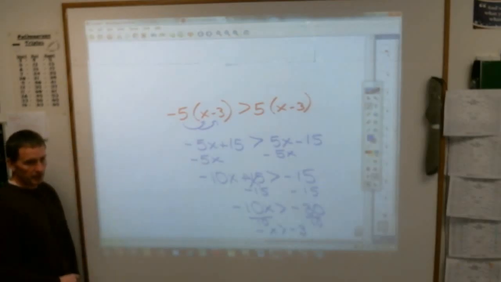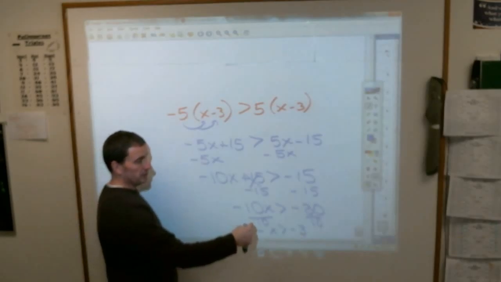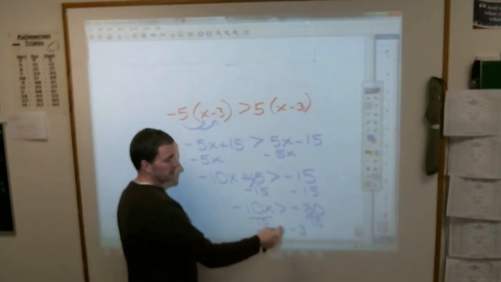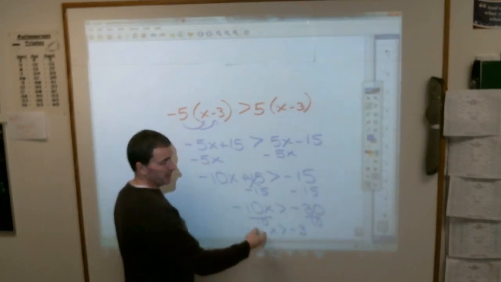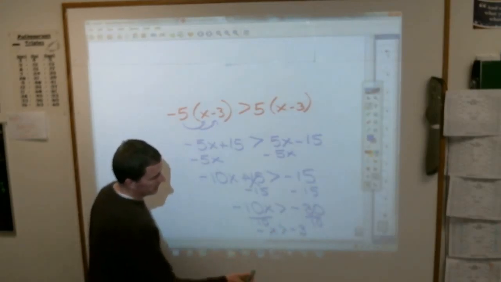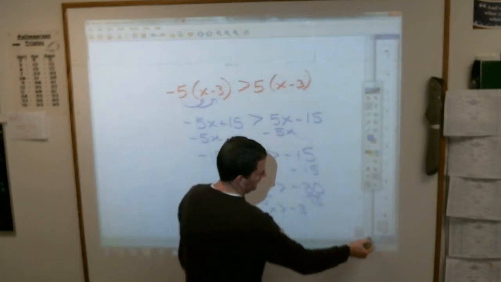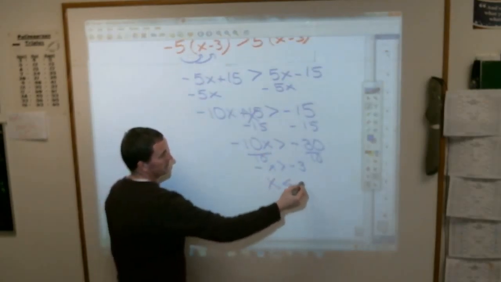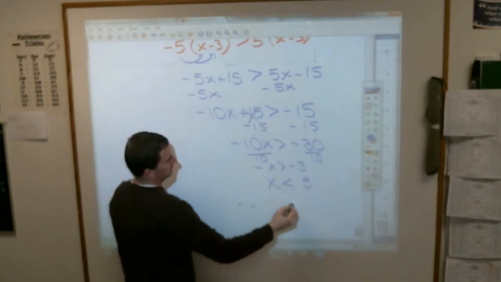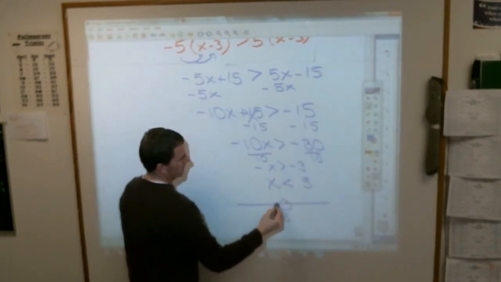And then the last thing you're going to have to do is change them all to their opposites. This needs to be positive. Positive, less than, positive. It's like you're multiplying or dividing by a negative 1. So you're going to end up with positive x, opposite sign, positive 3. And graphing it, it would look just like that.